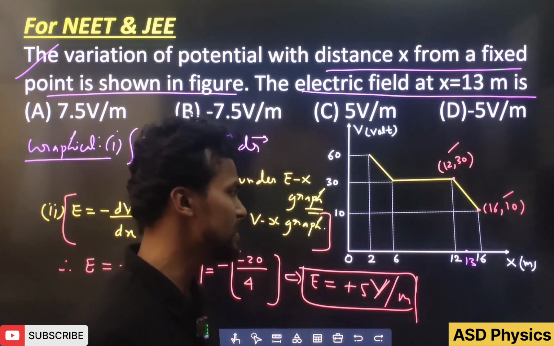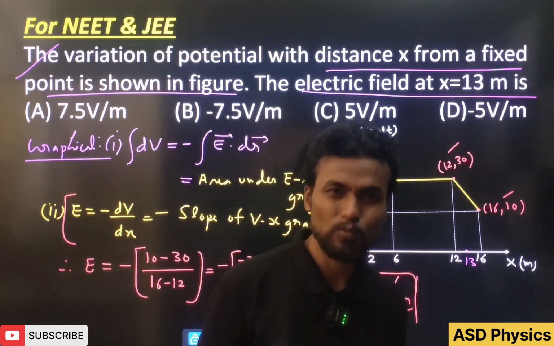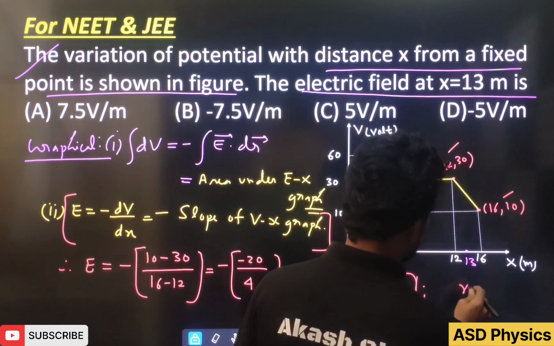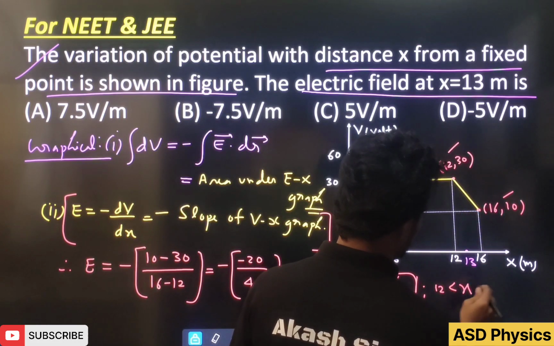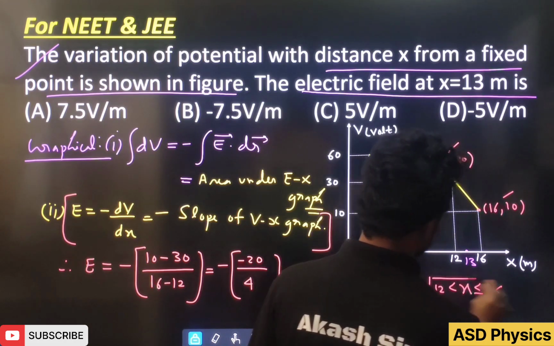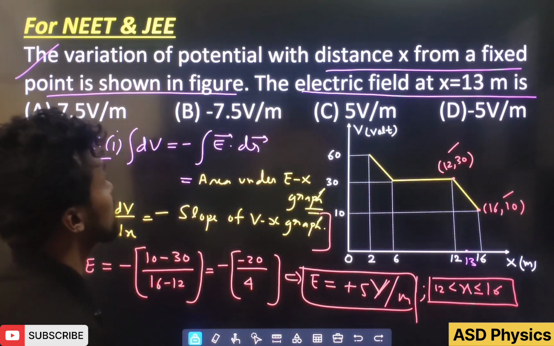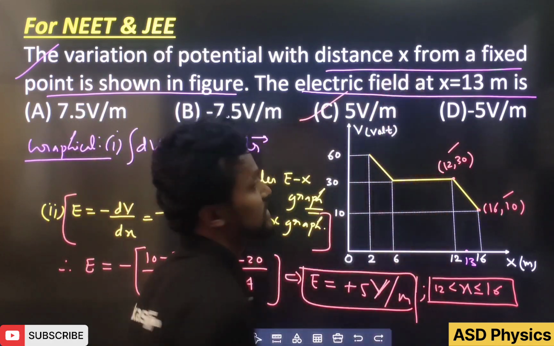Okay, students, so remember that even if the point is 13, 13.1 or 12.5, at any point, if we take any point in this region, x greater than 12 and less than or equal to 16, what will happen? Electric field will be the same value. How much here? Plus 5 volt per meter. Which option is correct here? Option C is the answer.